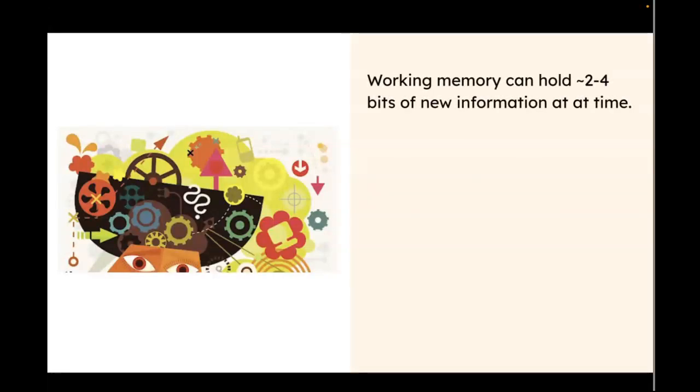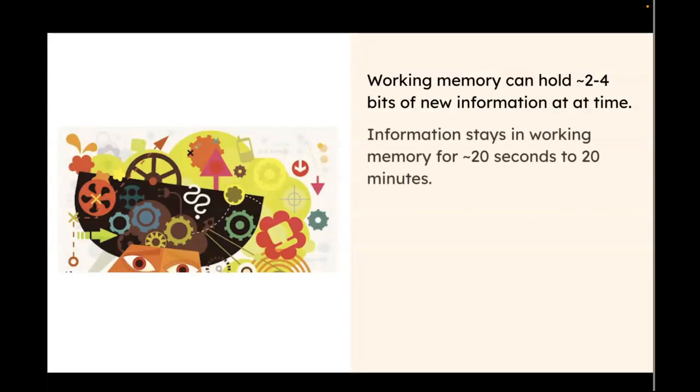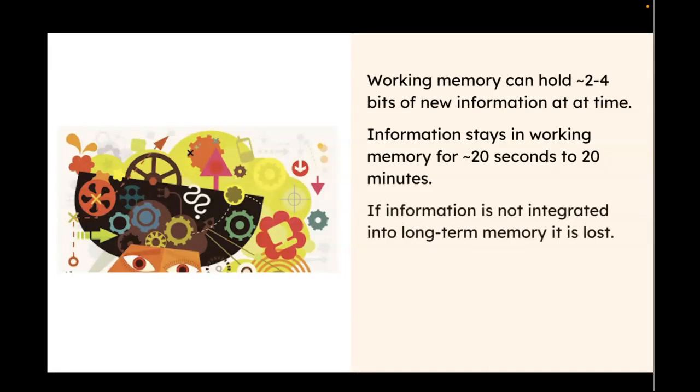The brain research tells us our working memory can hold anywhere from around 2 to 4 bits of new information at a time. That information stays in our working memory for maybe around 20 seconds to 20 minutes. And if we don't integrate it into our long-term memory, it's completely lost and forgotten. So cognitive overload affects integration. When we have too much to focus on, we can't concentrate on integrating information into our long-term memory. So often it ends up lost.